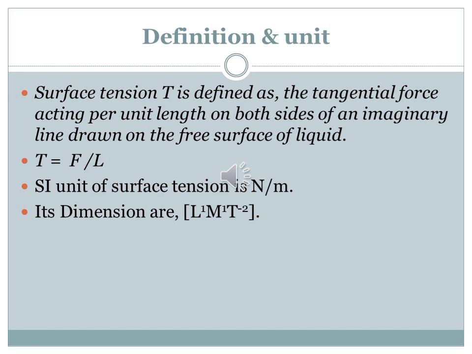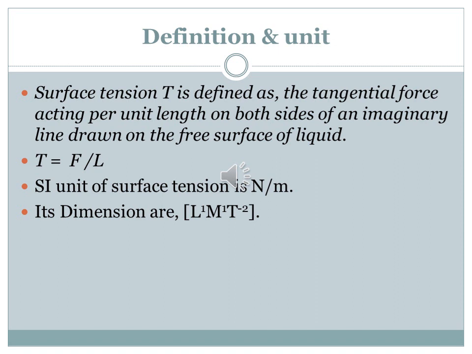So by using the definition, we can state the formula as capital T is equal to force, that is F, divided by unit length, that is L. So T is equal to F divided by L. Looking at the formula, you can specify the SI unit and dimensions also. So what will be the SI unit of surface tension? The unit for force is Newton and the unit for length is meter. So by combining them, the unit for surface tension is Newton per meter.